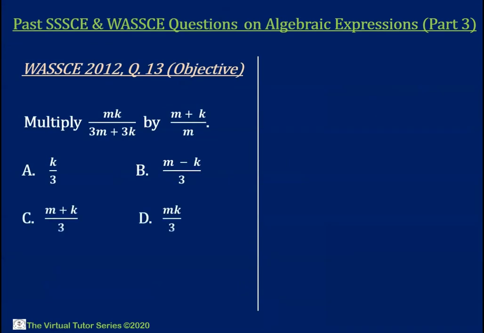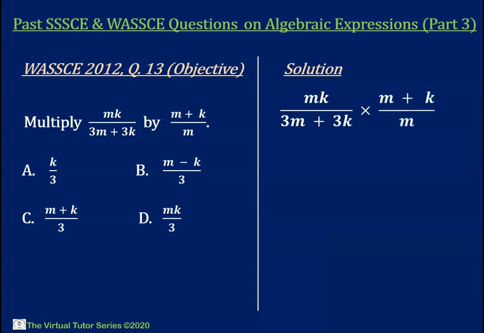Objective question 13 of WASSCE 2012. Multiply mk over 3m plus 3k by m plus k all over m. Solution. We have mk over 3m plus 3k multiplied by m plus k all over m.